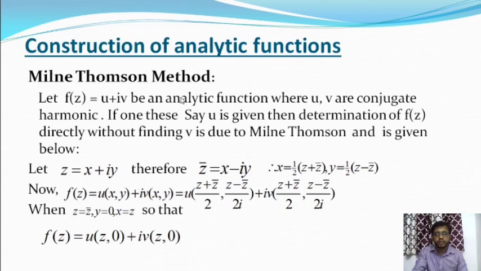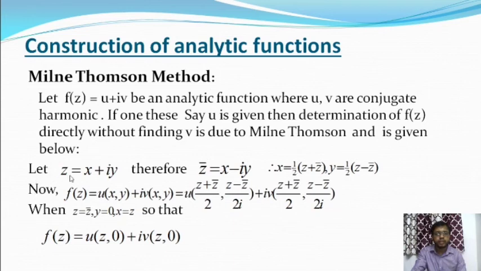So if the function u is given but v is not given, then from this we will directly find the function f of z without finding v. Similarly, when v is given, we will directly find f of z without finding u. So that is basically the proof of the theorem.